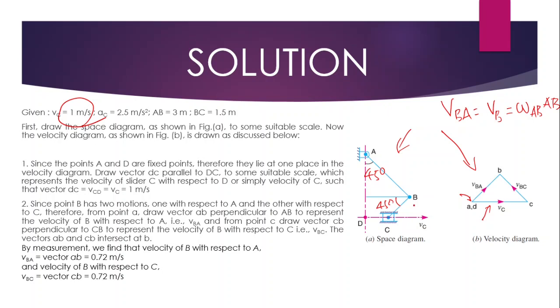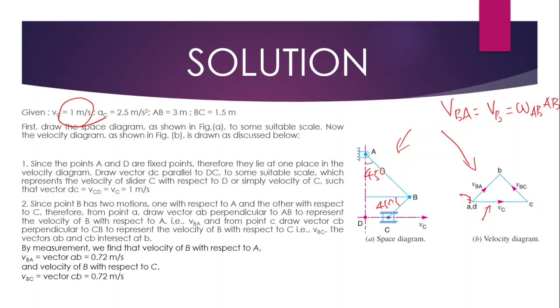Then in the next step we can draw the velocity of B with respect to C. The velocity of B with respect to C is also perpendicular to this particular link BC, and the length of that vector is unknown, but we can draw a line which is perpendicular to BC and passing through c.